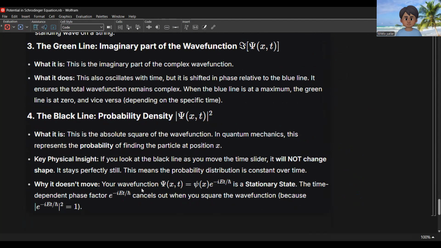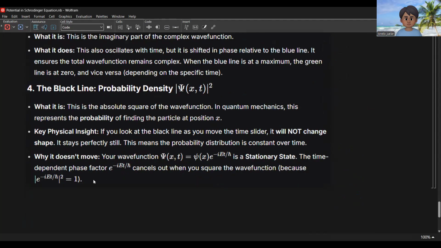It stays perfectly still. This means the probability distribution is constant over time. So why does it not move? Your wave function is a stationary state. The time-dependent phase factor cancels out when you square the wave function, because it is the product of a positive and a negative exponent. You add the positive and negative exponents, so that is equal to 0. So e to the 0 is equal to 1.